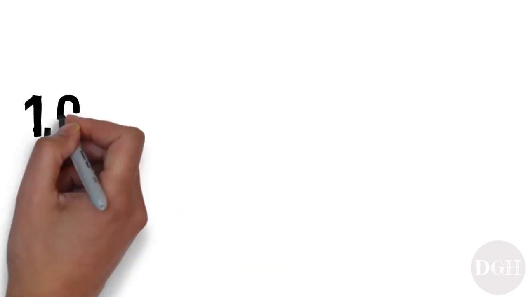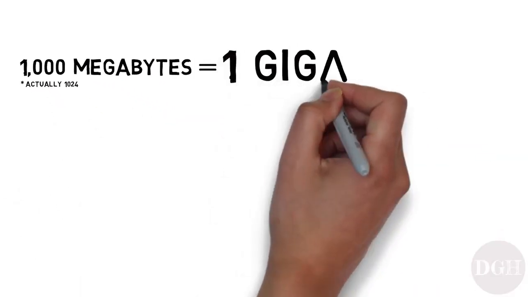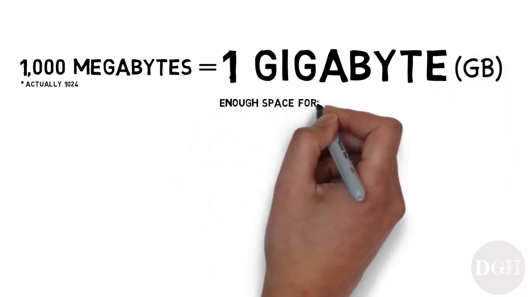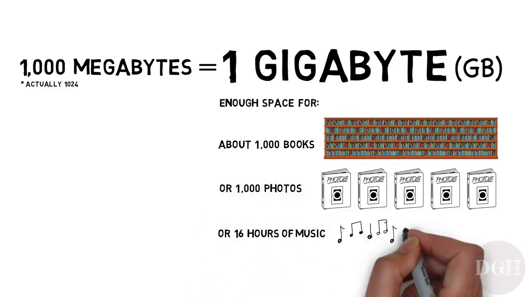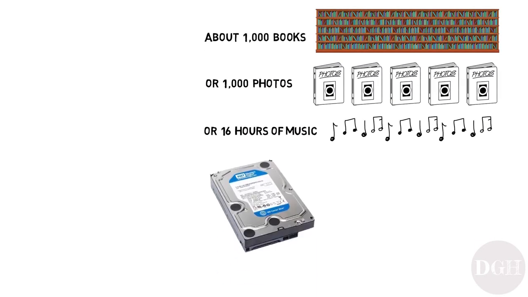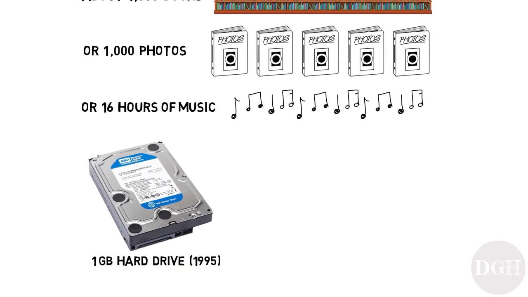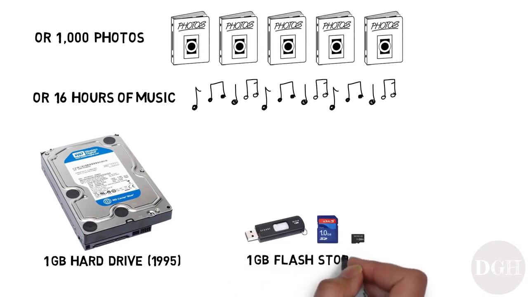Now you may be wondering, what's it called when you have 1,000 megabytes? 1,000 megabytes is called a gigabyte, abbreviated as capital GB. A gigabyte is enough space to hold about 1,000 books, or 1,000 photos, or 16 hours of music. By the mid-1990s, a 1 gigabyte hard drive could be purchased for a couple hundred dollars. Nowadays, 1 gigabyte is considered very little storage, and you could get a 1 gigabyte flash drive, SD card, or micro SD card for just a couple dollars if you could find one at all.